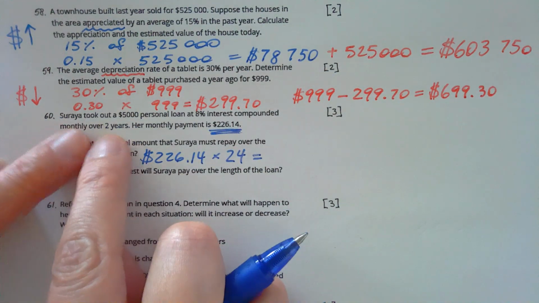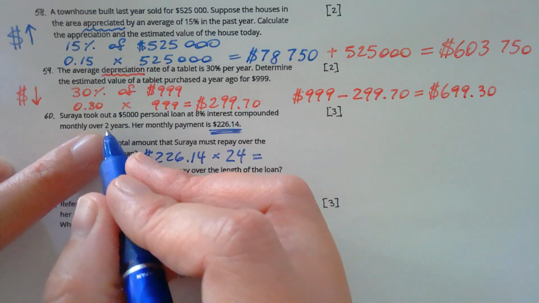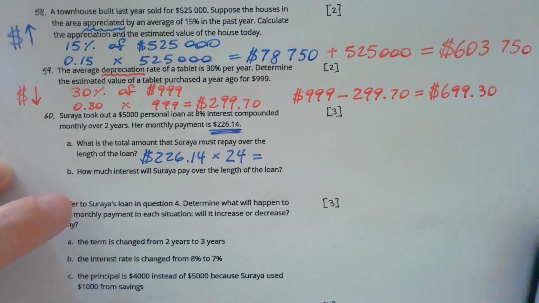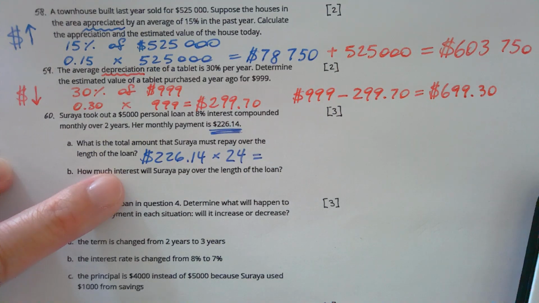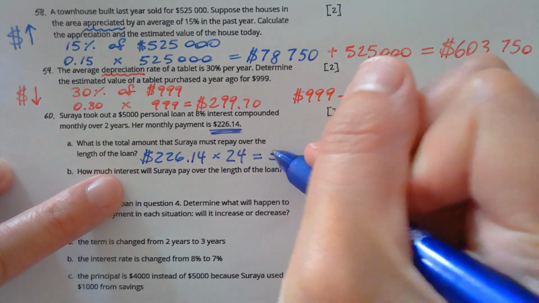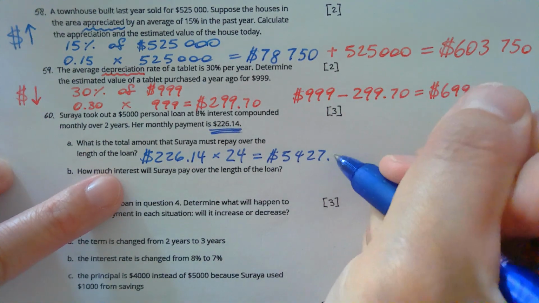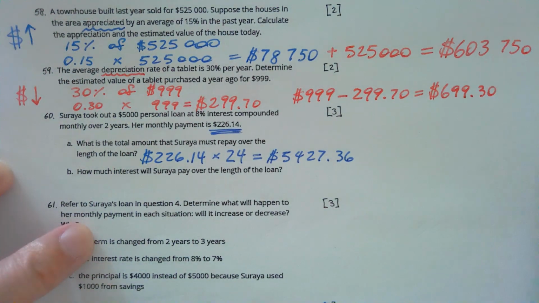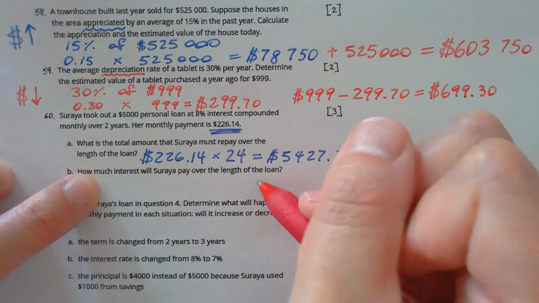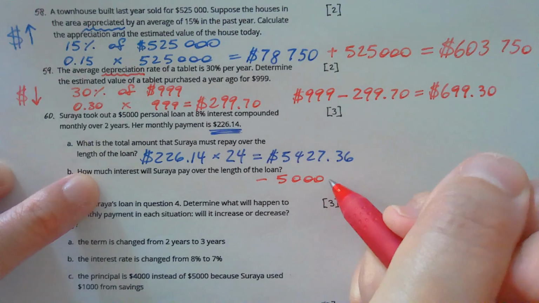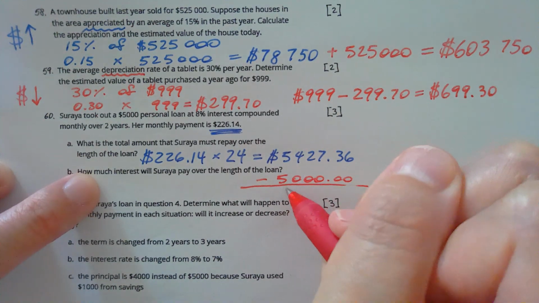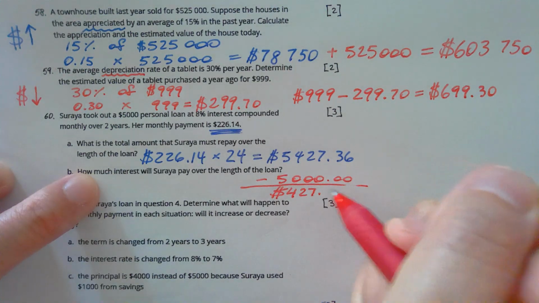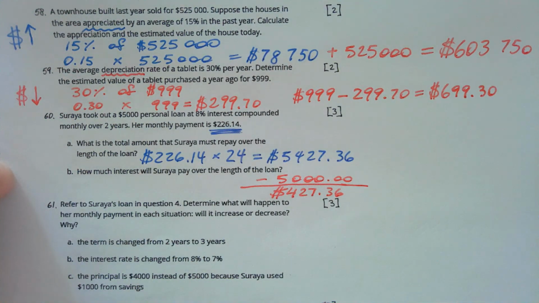Alright, because this is a monthly payment and this is 2 years, it has to be the same unit. So change it to 24 months. Times it by 24. So you get 5427.36. Okay. How much interest did she pay overall then? So if you subtract it from that $5,000 original price, that means she paid $427.36 over the 2 years. Not too bad. All right.